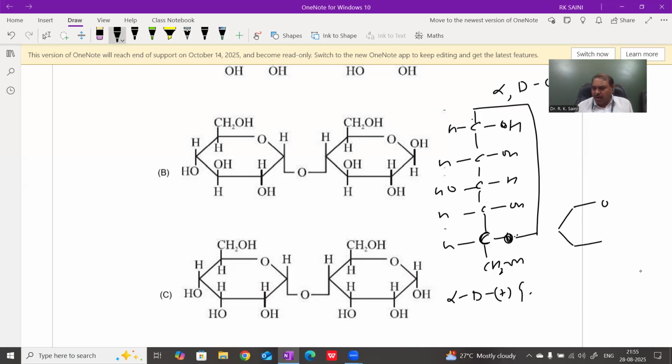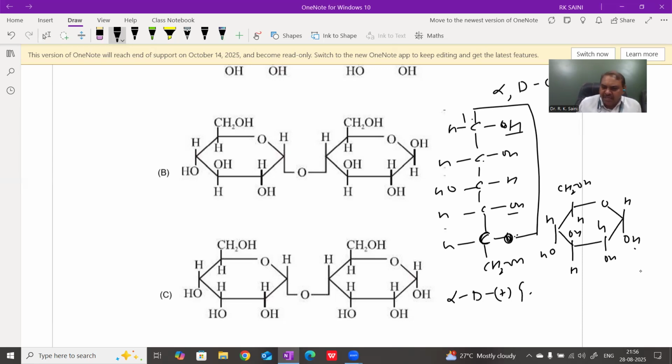When we write the Haworth projection formula or pyranose type structure, the right-hand side group represents downward. For example, at carbon first, OH downward, H upward. Carbon second, OH downward, H upward. Carbon third, H downward, OH upward. Carbon 4, OH downward, H upward. And carbon 5, H inside the ring, and CH2OH outside the ring, because hydrogen bonding also takes place.